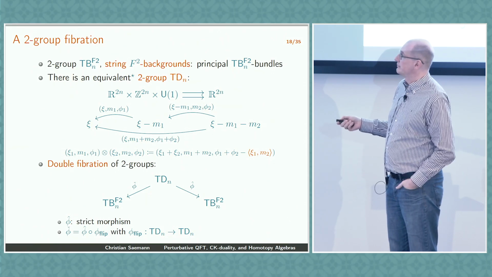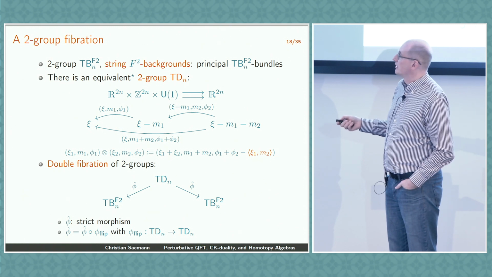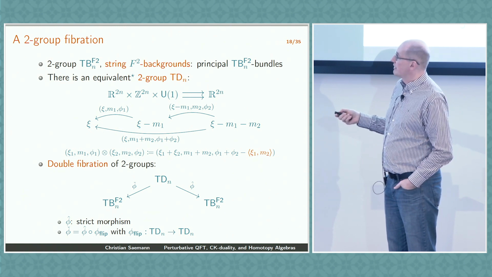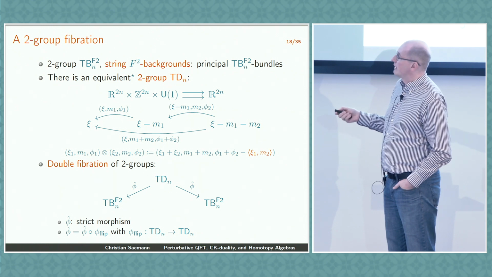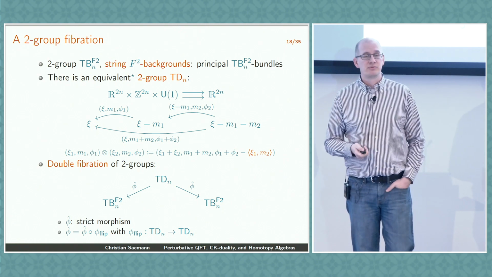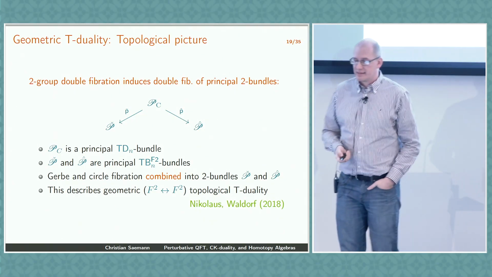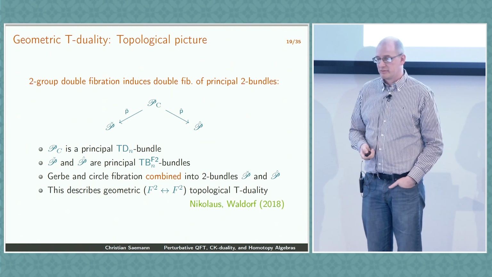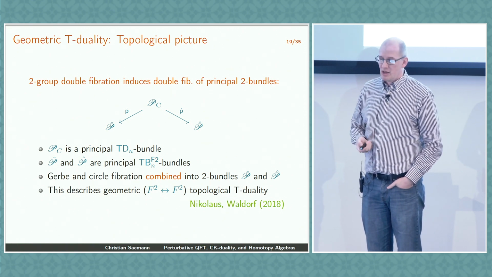Now the interesting thing is you get a double fibration of 2-groups. So there's a map from TDN just down to TBF2N. And then there is also another map that you can construct, because on TDN itself, there's a flip automorphism that maps TDN to itself. And I can first apply the flip automorphism and then this projection, and then I get a second projection down to TBF2N, right? So I have this TDN on the top, and I get two maps down to TBF2N. And this now automatically induces a double fibration, roof, correspondence, span, whatever you like, of principal 2-bundles, right?